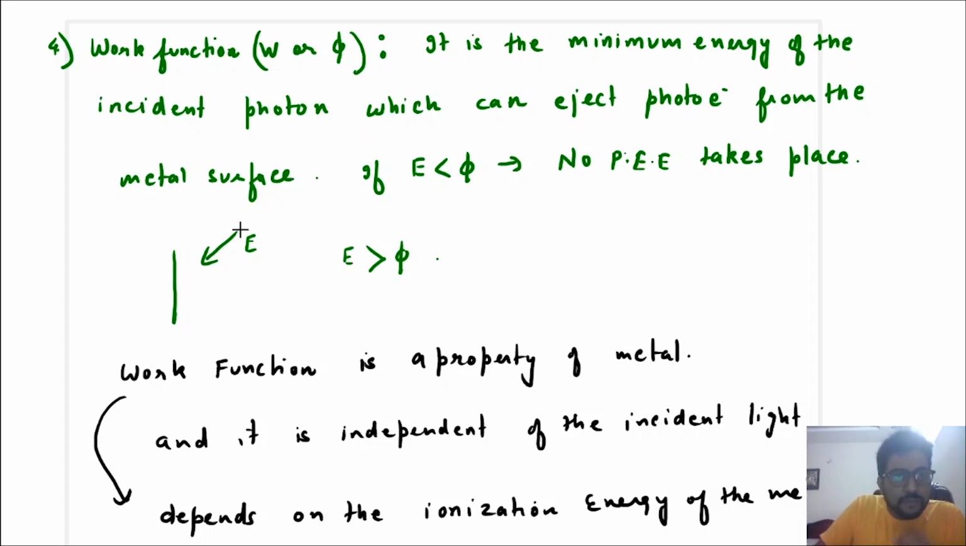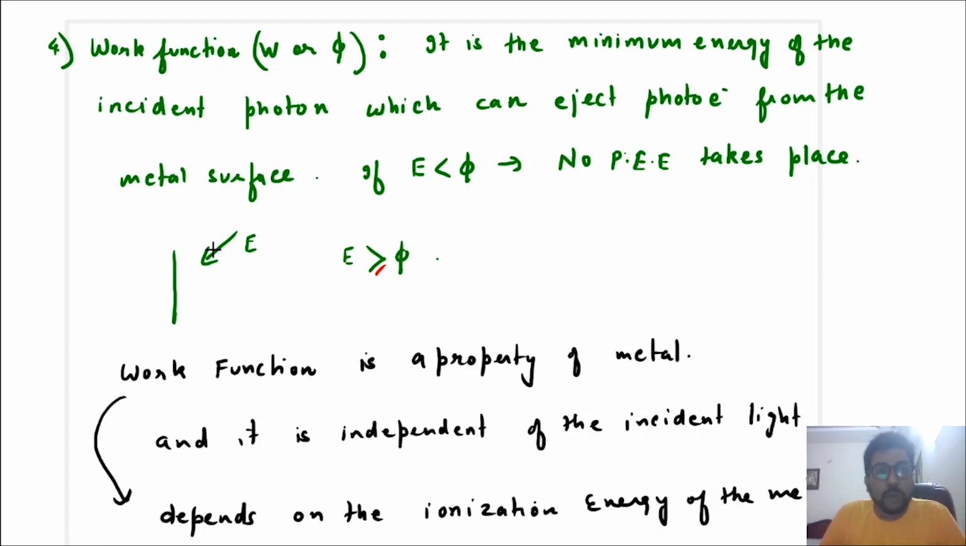Now if a photon is incident on it, then an electron will be ejected only if this energy is greater than or equal to the work function of the metal. The work function is the minimum energy that is required by this metal to show the phenomenon of photoelectric effect. If this incident energy is less than the work function, then there will be no photoelectric effect.